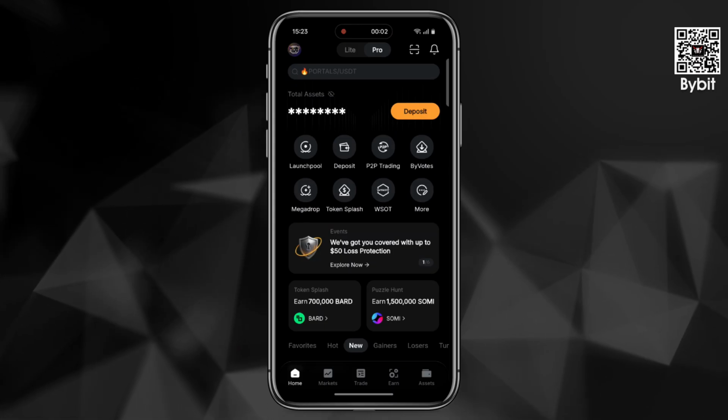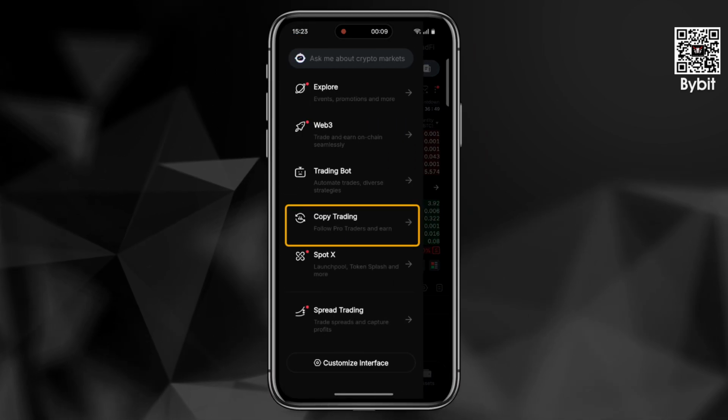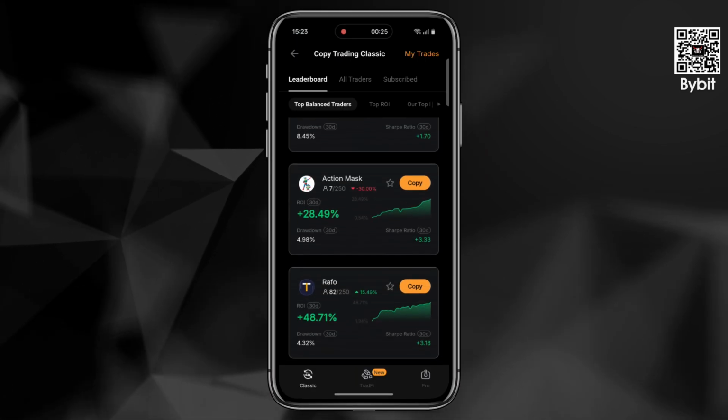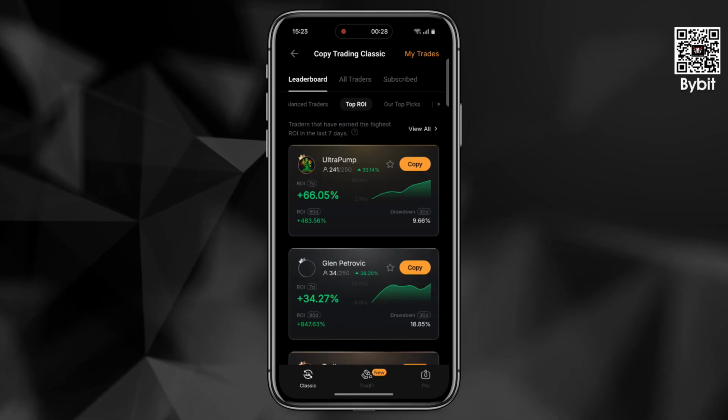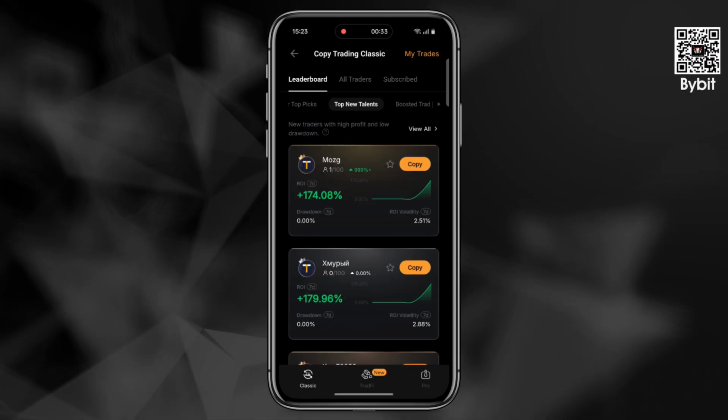To start, open Bybit on your phone and go to the trade section. Then tap the 3 dots on the left and select copy trading. You'll immediately see lists of traders sorted by categories. Elite traders with high ratings and a long trading history. ROI leaders, traders with the highest returns over a selected period, high P&L, overall profit in dollars. To find the right trader for you, use the filters. This is an important step.